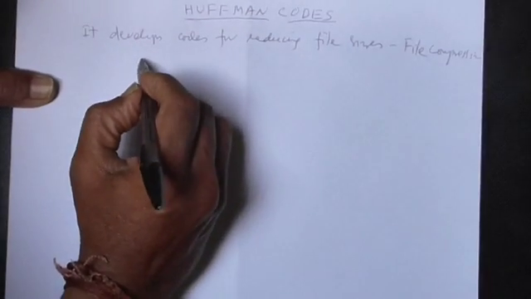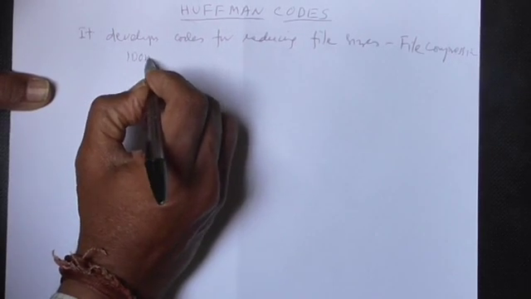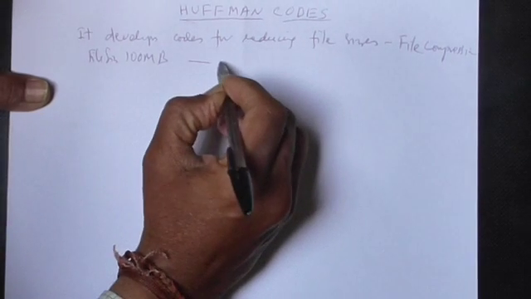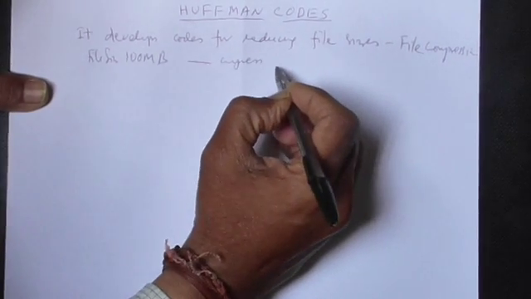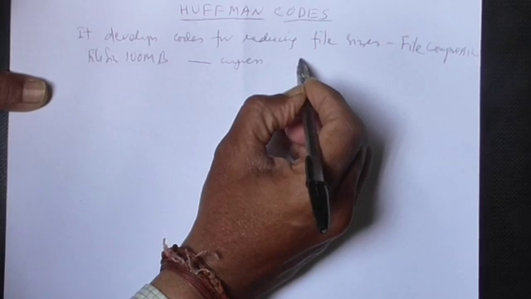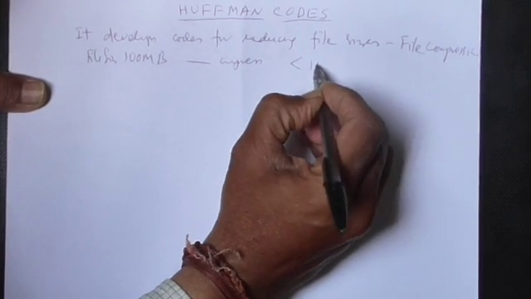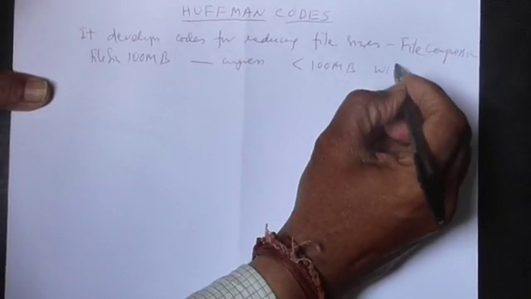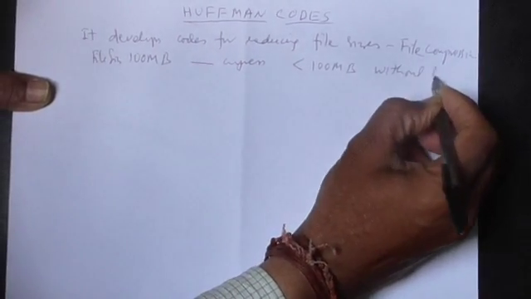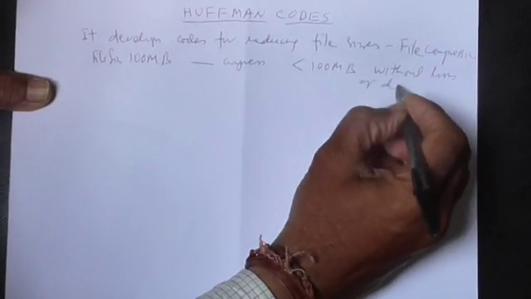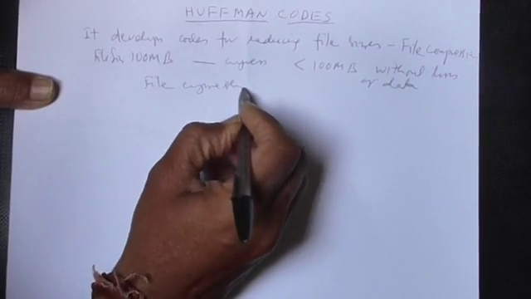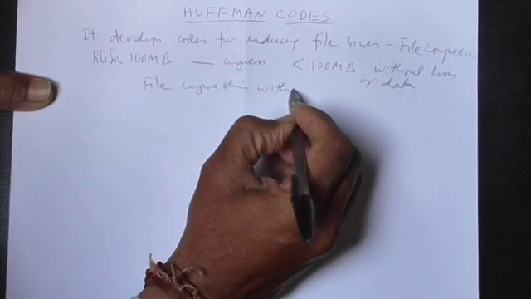Supposing you have a file of size 100 MB, and I want to compress it and make it a file whose size is less than 100 MB without loss of data. Without loss of data means the file compression is without loss of data.